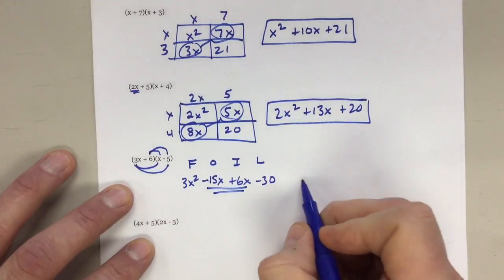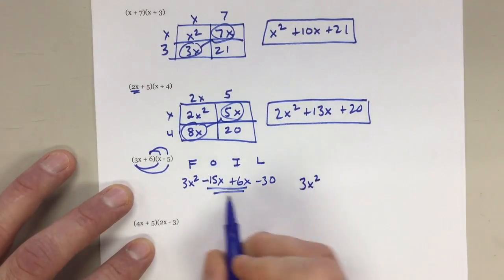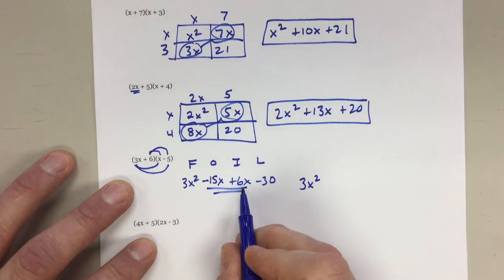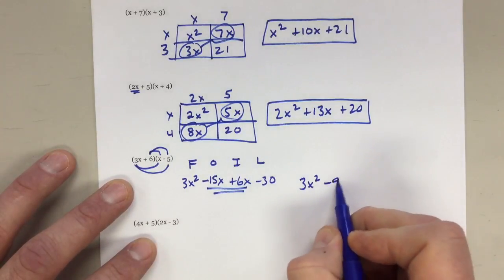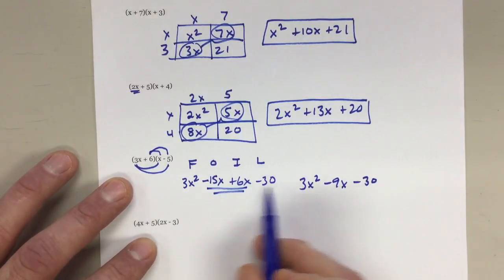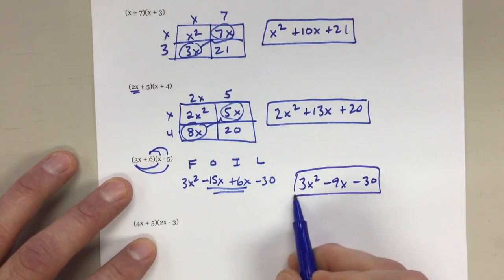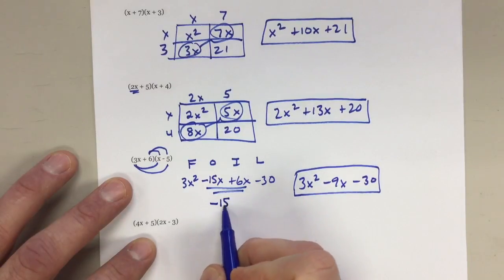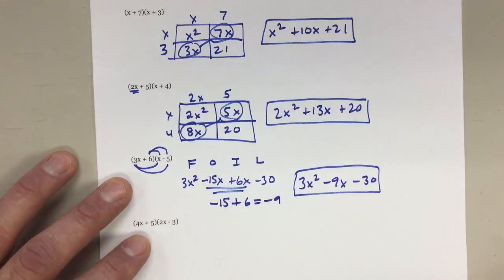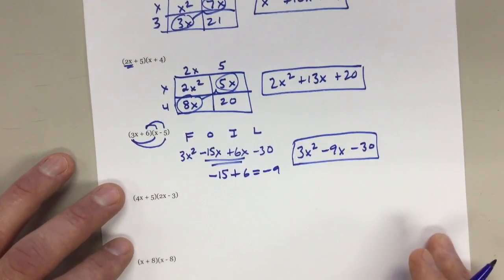Like terms in the middle, so 3x squared. Now, negative 15, and you add 6 to that, that's negative 9x. Okay? If you have trouble with that, just do it on your calculator and type in negative 15 plus 6, and that'll get you that negative 9, right? Okay, so use technology if you need to.